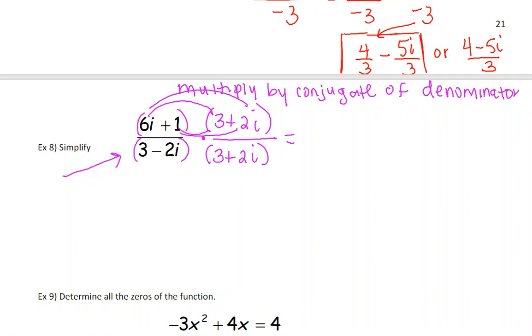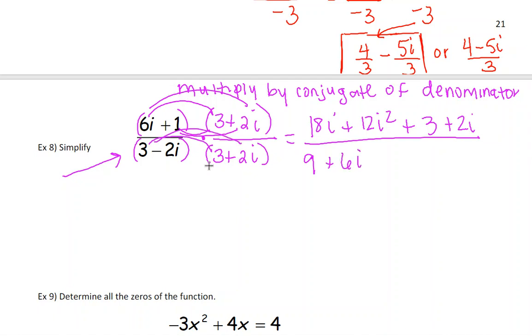And then you just multiply. So 6i times 3 is 18i. 6i times 2i is 12i squared. Then I have 1 times 3, which is 3. And then I have 1 times 2i. I'm going to do the same thing with the denominator before I do any sort of simplifying. So then I have 9 plus 6i minus 6i. That's exactly why we multiply by the conjugate, because that equals 0 when you combine like terms. And -4i squared.